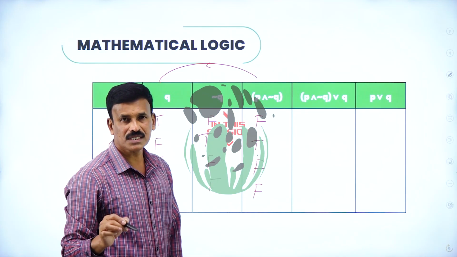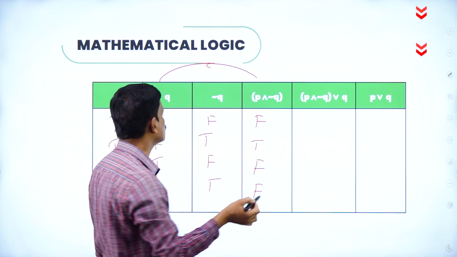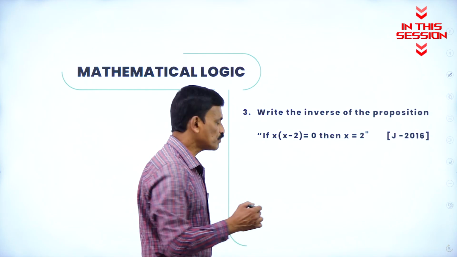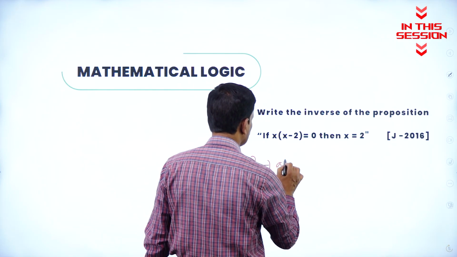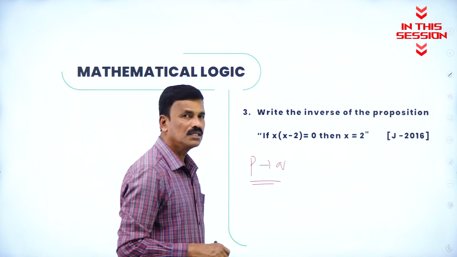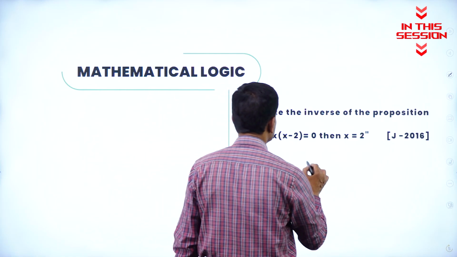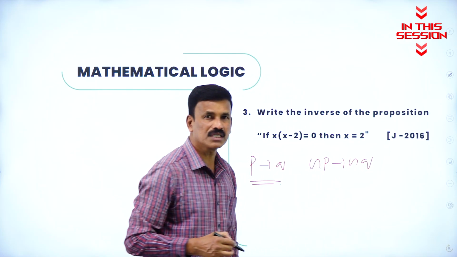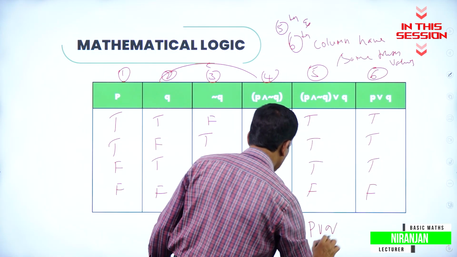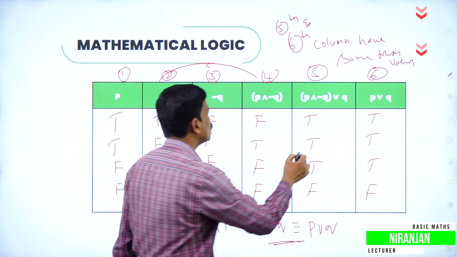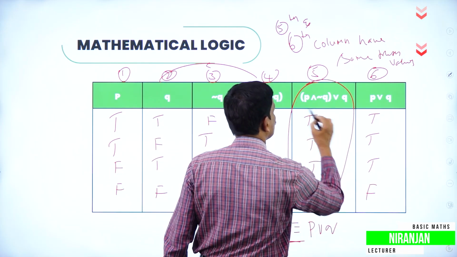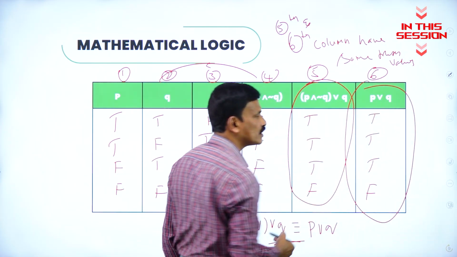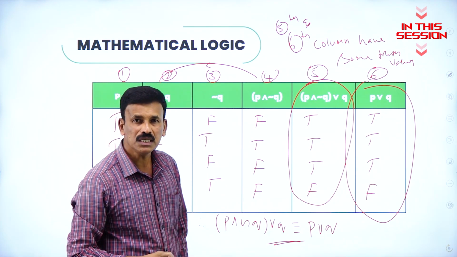Disjunction means false and false is false. In all cases, it is true. What is the inverse? Suppose if P is conditional to Q, this is the conditional statement. So the inverse of this is negation P conditional to negation Q, which is called the inverse. P disjunction Q. They are logically equivalent because the truth values of the fifth and sixth columns are the same. So they are logically equivalent.